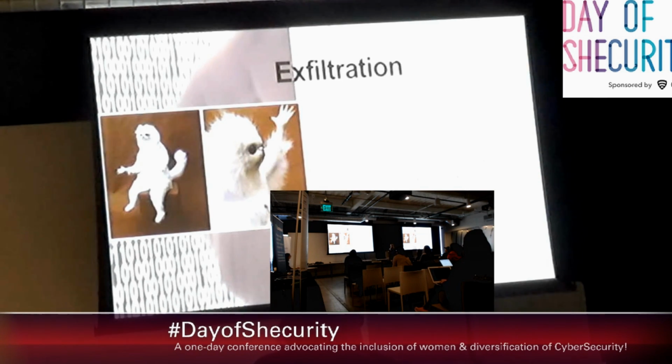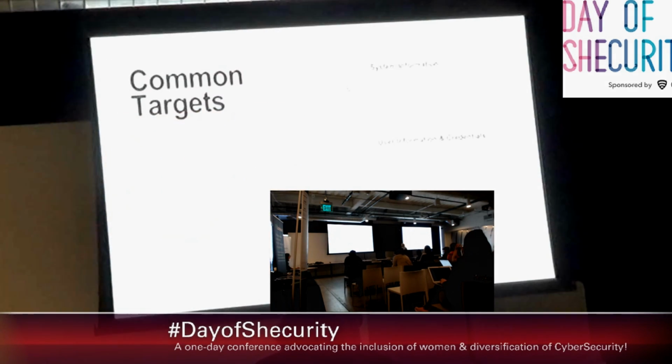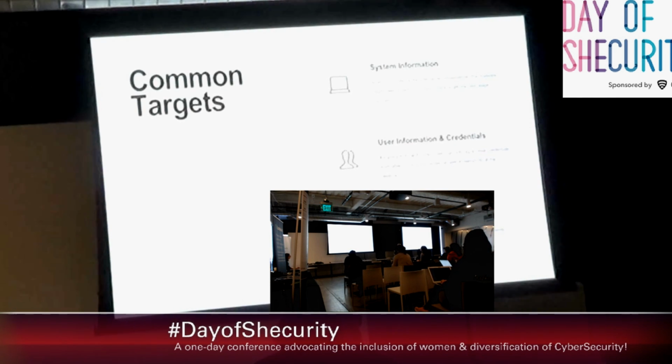Exfiltration. Basically, that means extracting data out from the user or the computer it's on. There are common targets. One I just explained: user information and credentials. And then system information. Usually when they're doing internal reconnaissance, they're going to send system information out to the C2 node to tell it what type of operating system I'm running, what version of Windows I'm running, so that I can send my new executable to execute properly and not crash, so that everything works properly.